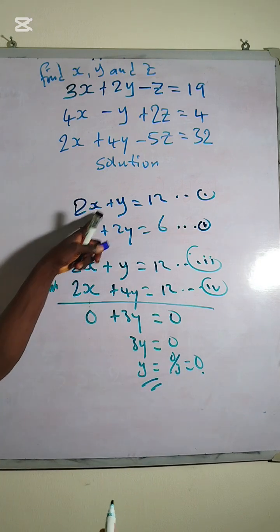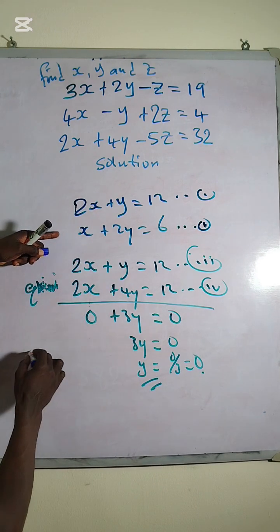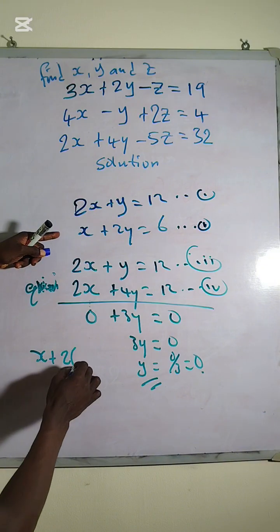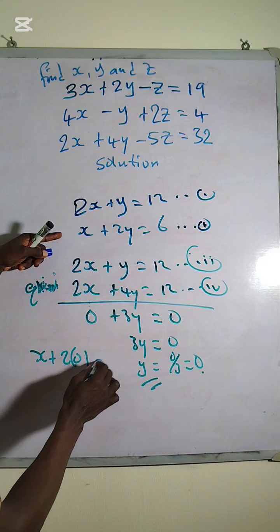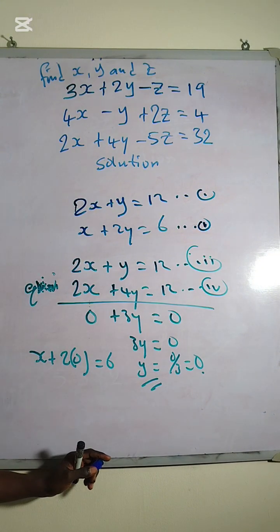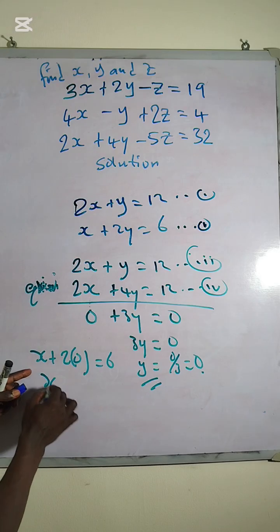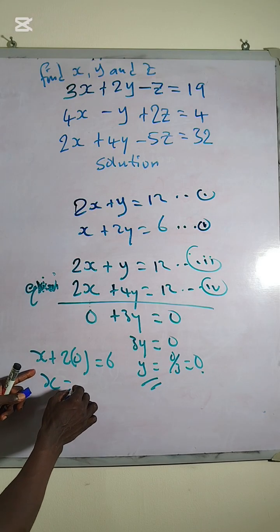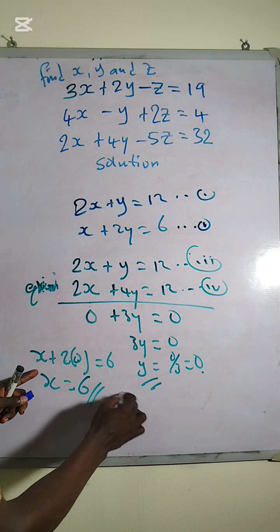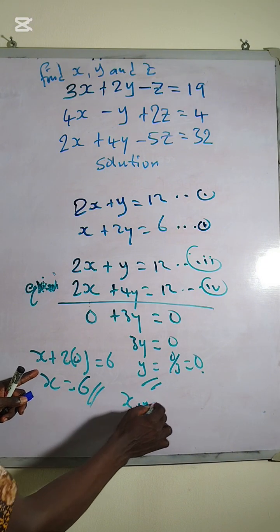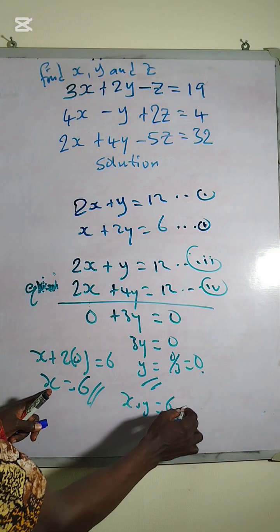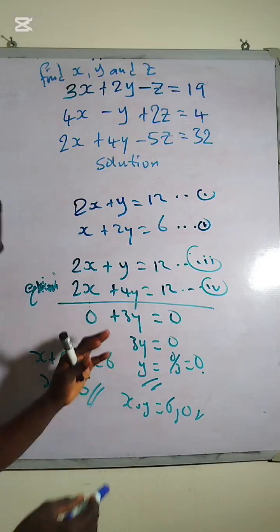You can substitute to find x. That means here I can have x plus 2 times y, and y is 0, everything is equal to 6. Are we okay? Yes. So if I want to find x, x is equal to 6 minus 2 multiplied by 0. So x is equal to 6. That means x, comma y is equal to 6, comma 0. This is the elimination method.